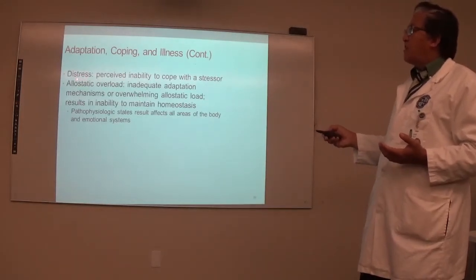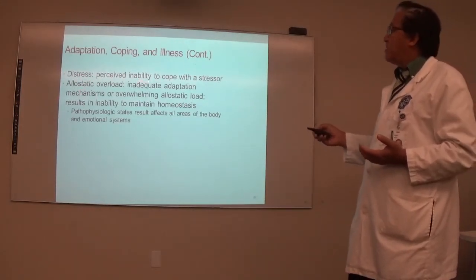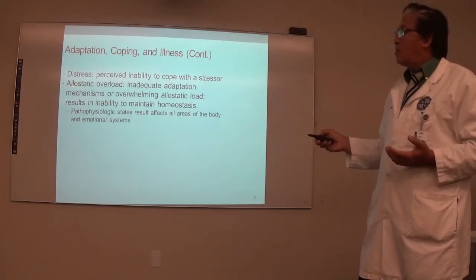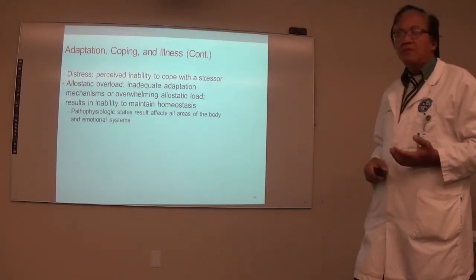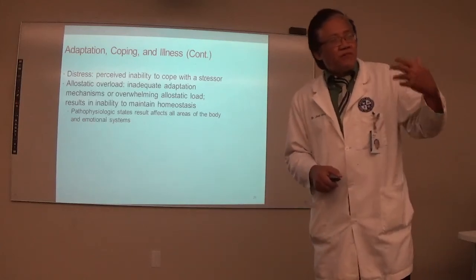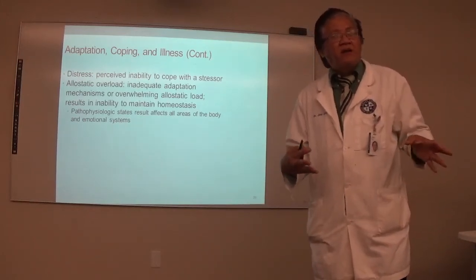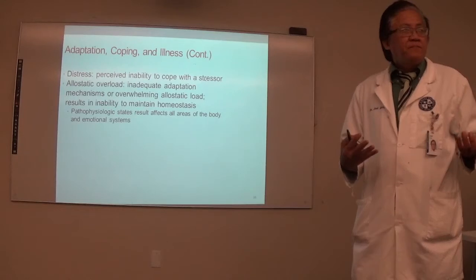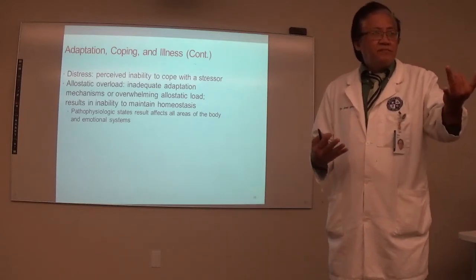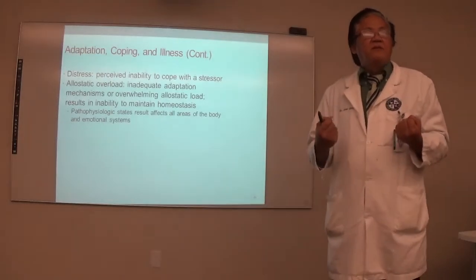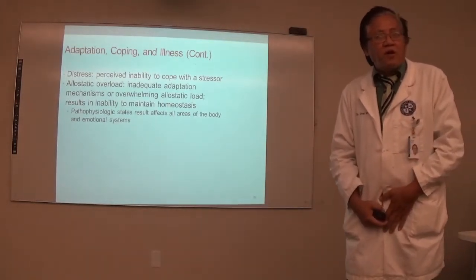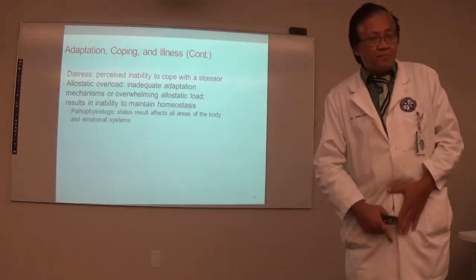And of course, stress is defined as the perceived inability to cope with the stressor, or in some cases the word allostatic overload, inadequate adaptation. Remember the example I gave you? When you have diarrhea, you lose a lot of fluids in the body. How did the body adapt? Release of ADH and what? Aldosterone. The hormones were designed to keep the water retained through the kidney, and that's why you notice what happens to the color of the urine.